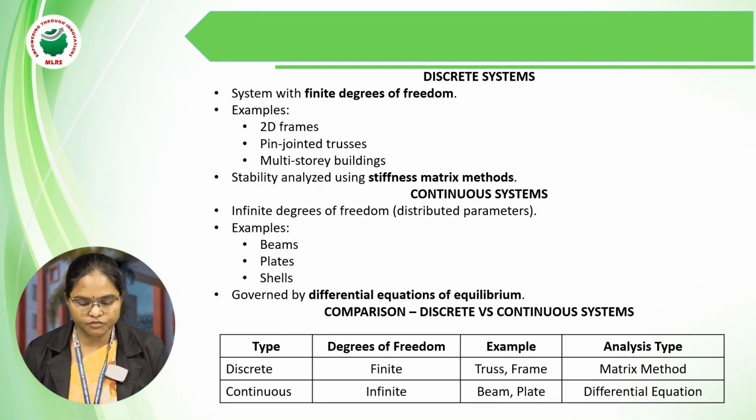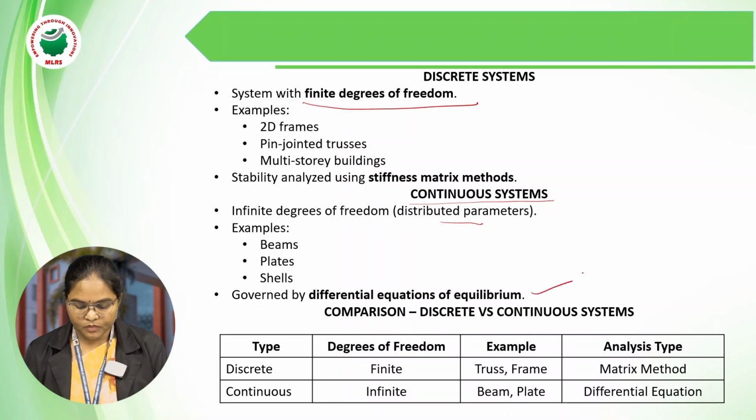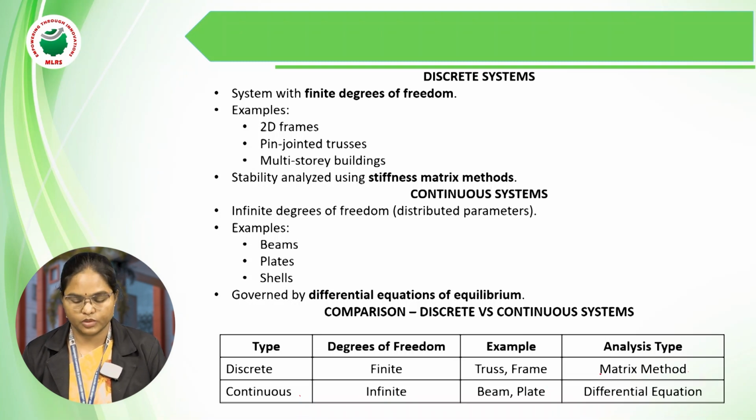Discrete systems: systems with finite degrees of freedom. Examples: 2D frames, pin jointed trusses, multi-story buildings. Stability is analyzed using stiffness matrix methods. Continuous systems: infinite degrees of freedom, distributed parameters. Examples: beams, plates and shells, governed by differential equations of equilibrium. Comparison of discrete versus continuous systems. Discrete: degrees of freedom are finite, example, truss and frame, analysis type is matrix method. Continuous: degrees of freedom are infinite, example, beam and plate, analysis type is differential equation.